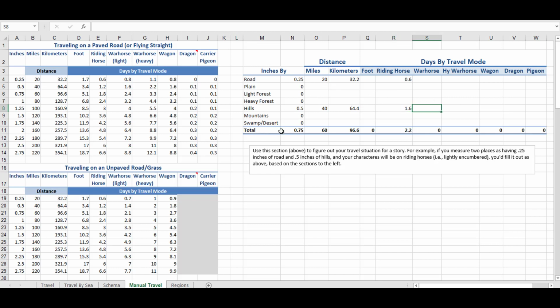So what did this get us? Well, if you look at the total row, we can see it's 3/4 of an inch on our map, which of course we don't particularly care about. But what we do care about is it's 60 miles, it's almost 100 kilometers, and on horse, it's going to take just over 2 days to make this trip. That is how you use this particular sheet on here. You don't have to change these sections over here at all. All you have to do is type in the numbers over here and it gets you your rough travel distance.